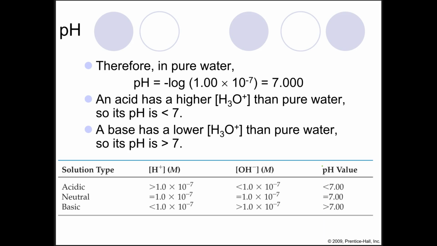So a pH of 1 is more acidic than a pH of 4. Both of them are less than 7, but the further away from 7 you are, the stronger it is. 1's further away from 7 than 4. Same thing with base. So a pH of 10 and a pH of 15. A pH of 15 is more basic than a pH of 10. Okay, so that's our pH scale rules that we have.